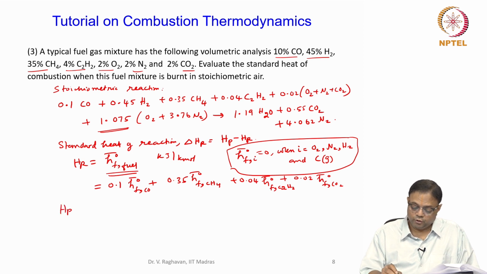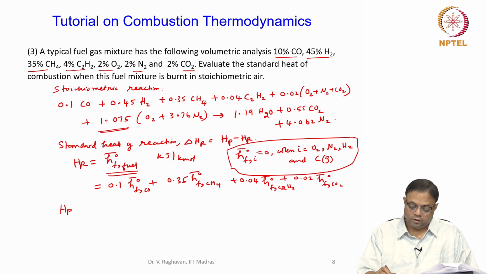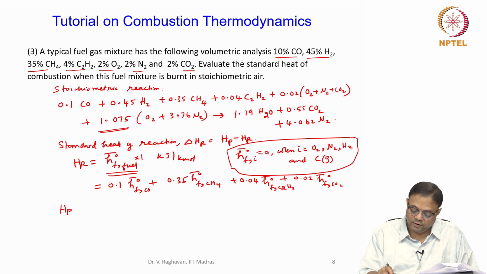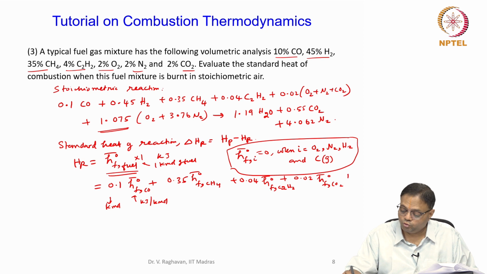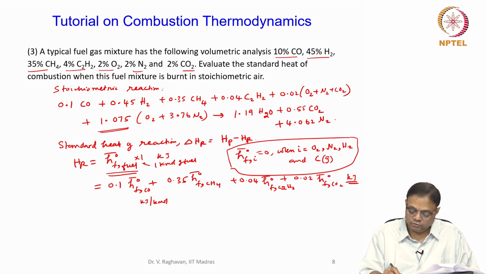Then HP, basically this into 1. So this will be kilojoules only. This is 1 kilomole of fuel. So here this is number of moles in kilomole and this will be kilojoule per kilomole. So multiplying that, I get HR in kilojoules. So that is the thing.